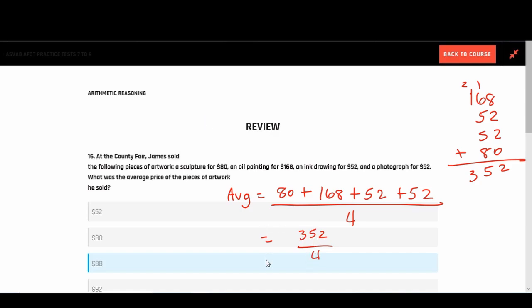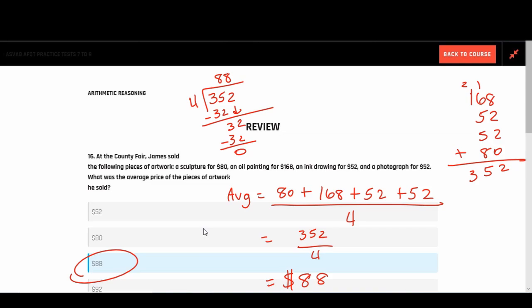Again, we have to regard this as division. 352 divided by 4. 4 does not go into 3. 4 goes into 35 8 times without going over. 4 times 8 is 32. 5 minus 2 is 3. 3 minus 3 is nothing. Drop down this 2. 4 goes into 32 8 times without going over. 8 times 4 is 32. So there's no remainder. So we can see that the average price for the artwork that he sold was $88.